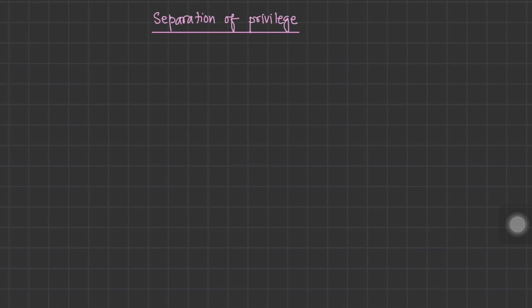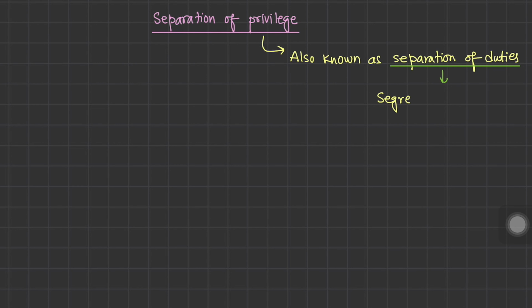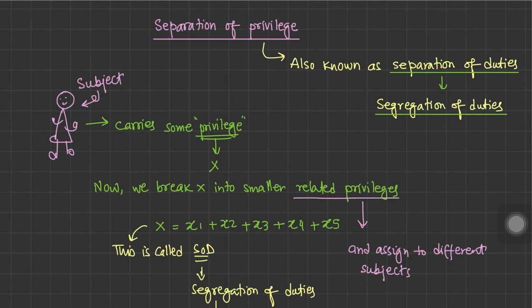Now we will look into this term, separation of privilege. Separation of privilege is also known as separation of duties. Privilege and duties are the two sides of the same coin. I will explain how we can say that they are the same thing. One more word we should be aware of is segregation. Sometimes separation of privilege is referred to as segregation of privilege, and separation of duties is referred to as segregation of duty. So all of these are the same thing.